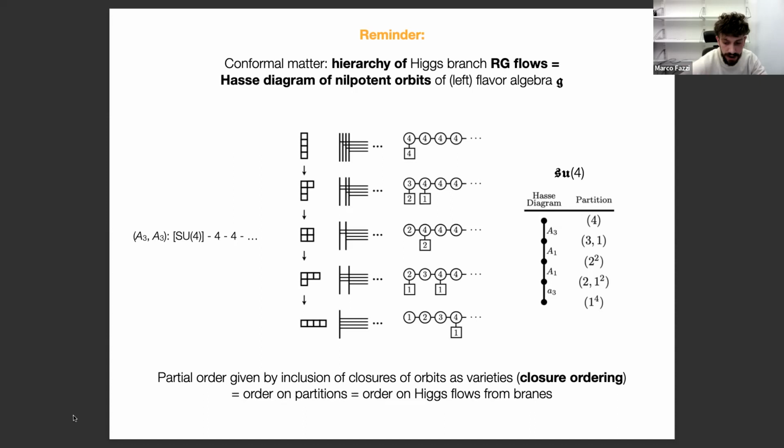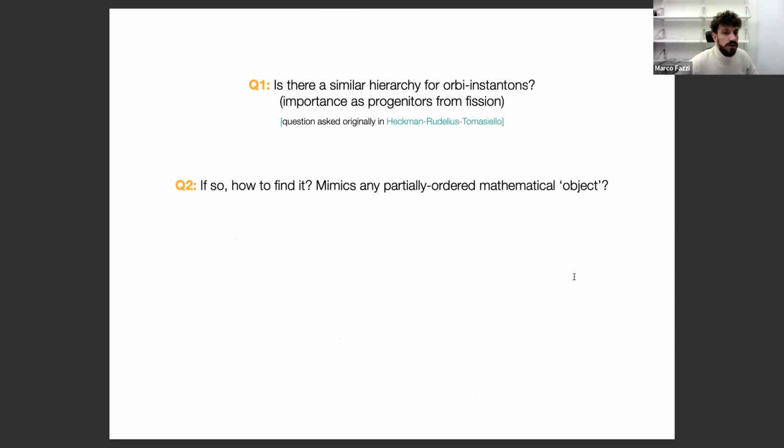Oops, sometimes this stops working. Okay, so the natural question that we want to ask is, question one, is there a similar hierarchy for orbi-instantons? And why am I asking that question? Essentially, it's because of what Craig was also asking. They're important as progenitors, given the fission operation in the fission and fusion paper. They're very important as progenitors of any or most 1,0 theories.